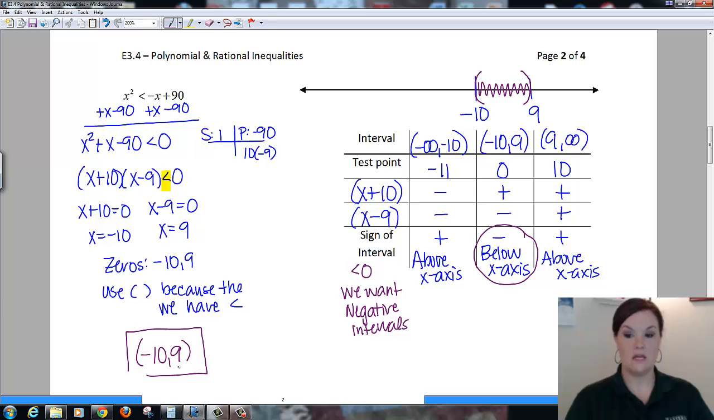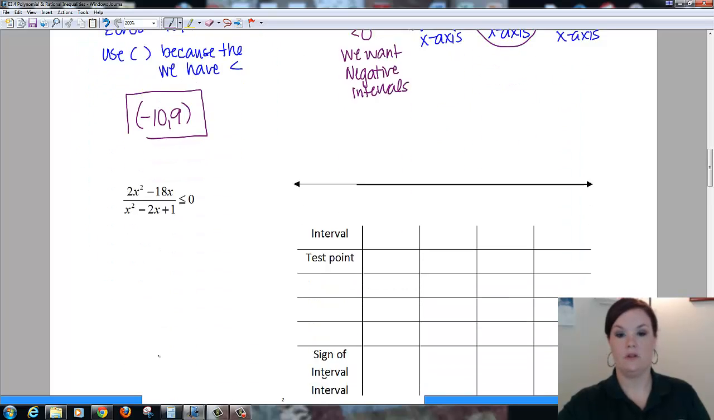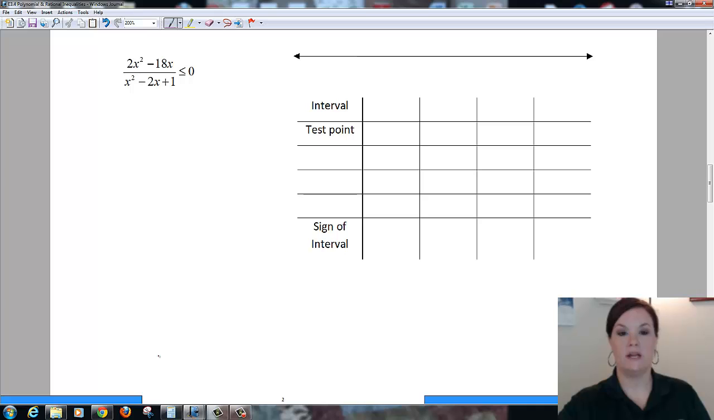Okay, let me look at two more. I'm going to do two that are rational, and then I'll let y'all try some. On this first one, we want it in standard form. Standard form means that all of our x's and constant terms, everything is on one side, and we just have 0 on the other side. Here, notice it's already in standard form, and the numerator and the denominator both are in descending order.